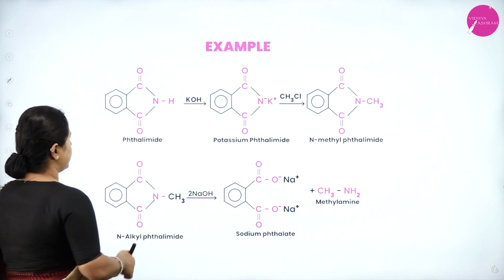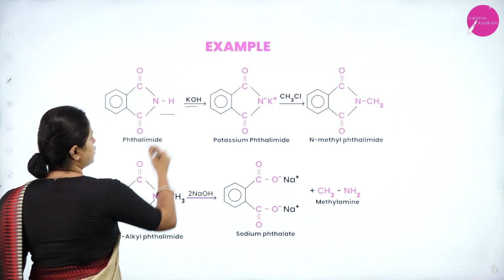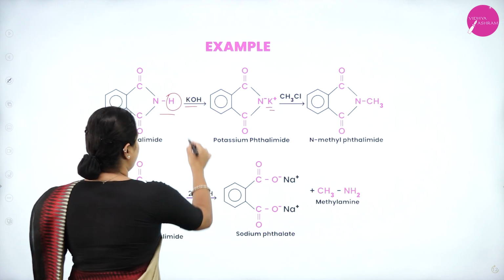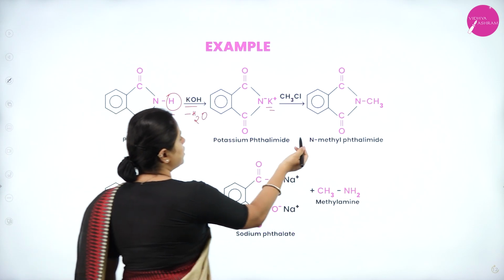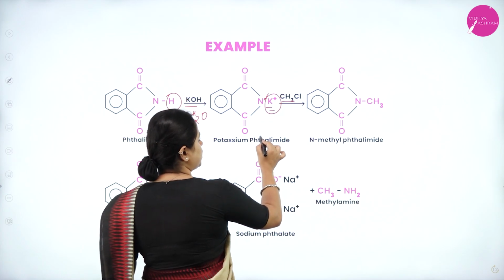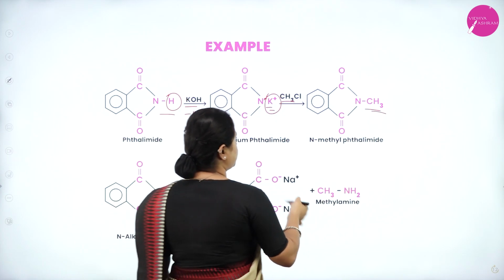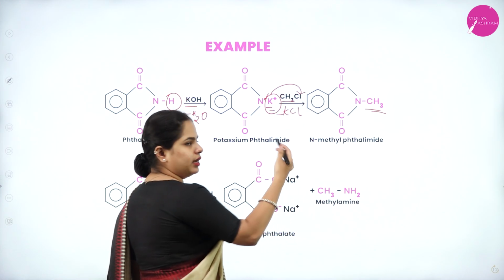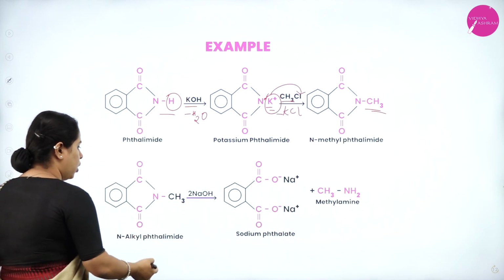So let's take an example here. The phthalimide is taken in presence of potassium hydroxide. Hydrogen will be replaced by the potassium first by the removal of water. Now what is happening? Methyl chloride we are adding. Instead of potassium, methyl will be attached there by the removal of KCl. This K and Cl will be removed and the methyl group will be attached here.